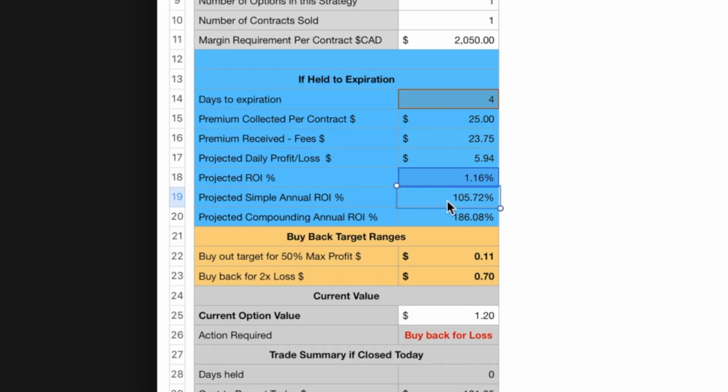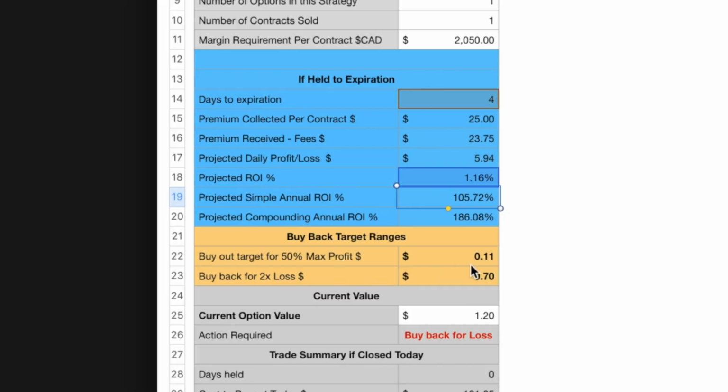Now I have to keep these in check. So this yellow section becomes the most important part, and that's why it's on the summary sheet. The buyout target at 50% for max profit. Now this is a really short-term trade, but if I was trading a longer-term trade, then I would use this as my target. If the option price reduced to less than 50% of my initial credit, in less than 50% of the time, I would close this trade.